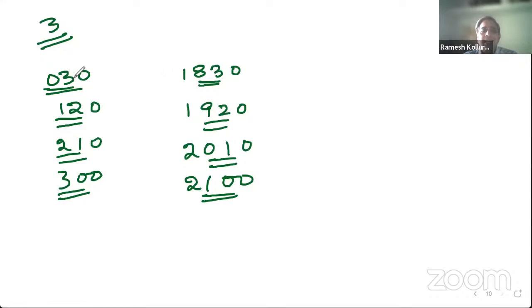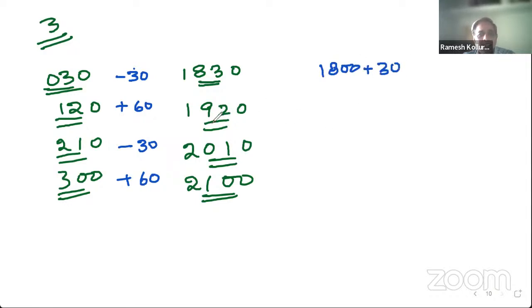So let me change the color and write. So this means minus 30. I'm subtracting 30. I'm adding 60. I'm odd, even, odd. So minus 30 and plus 60. So this is also the same thing. Whenever I'm taking 1830 minus 30, correct? Because this is also odd. 3 means odd. So if I'm getting an odd digit, I will subtract. So this is 1800 plus 30, right?